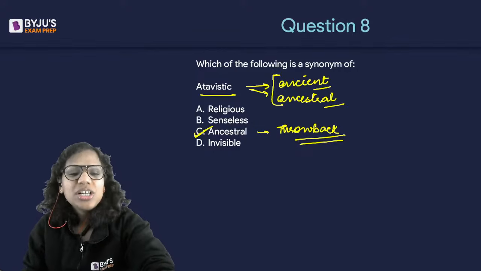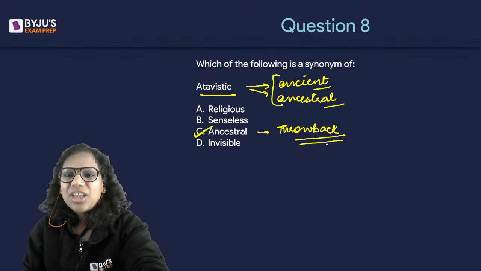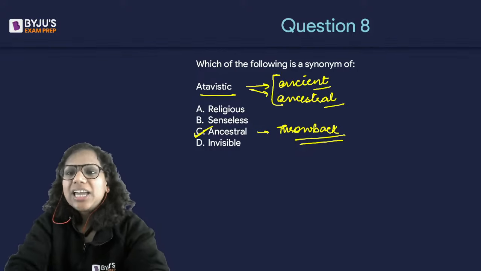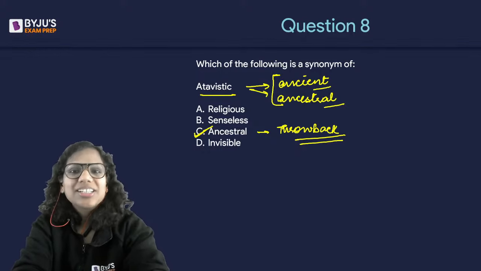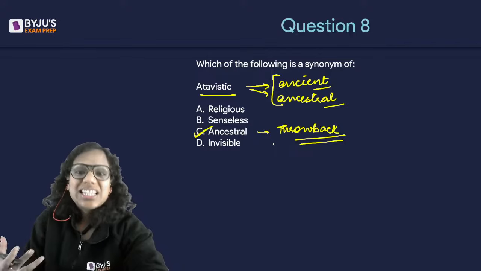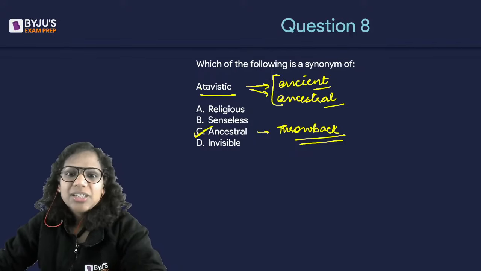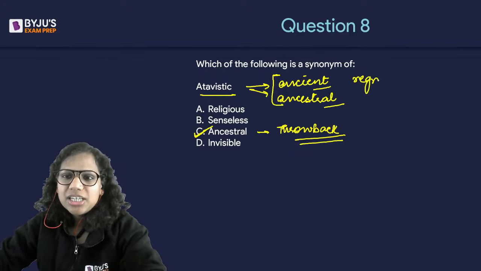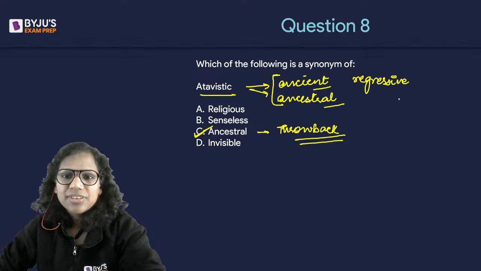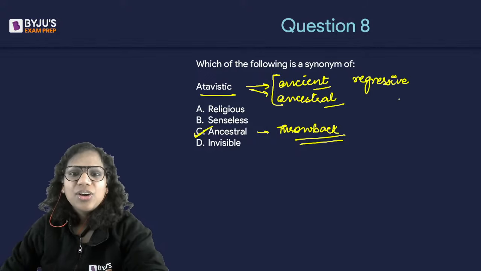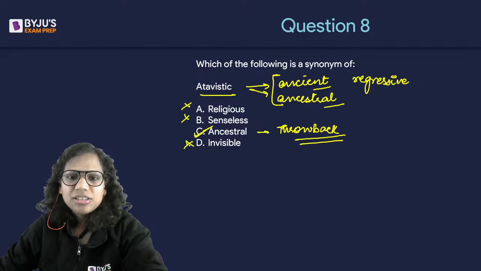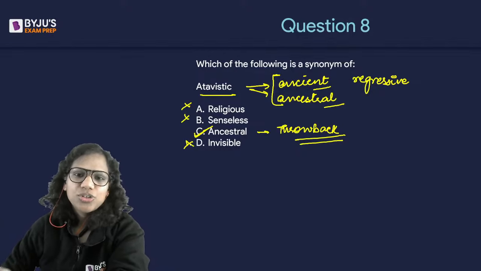Okay, ancestral, ancient, throwback. All right. Yes, it can be used in that sense. That's why I said that it has a negative connotation also. It can be used in the sense of something regressive, something backward, right? So I am going to write regressive also here. Okay. So others are eliminated. These are again easy words, eliminated, not related.